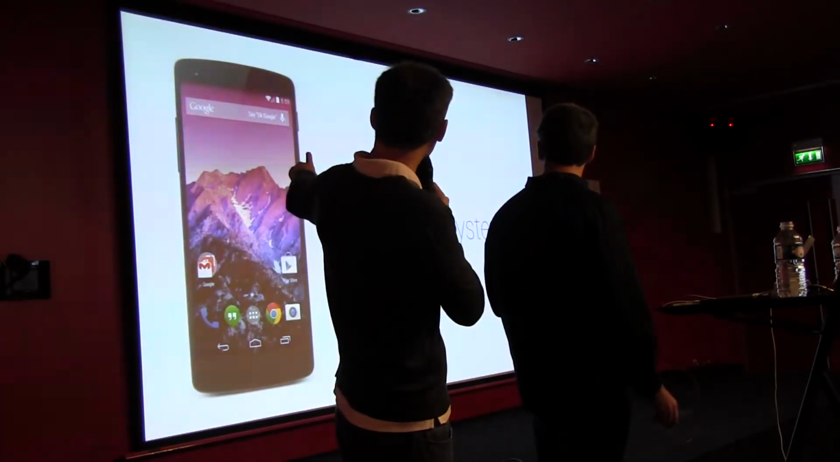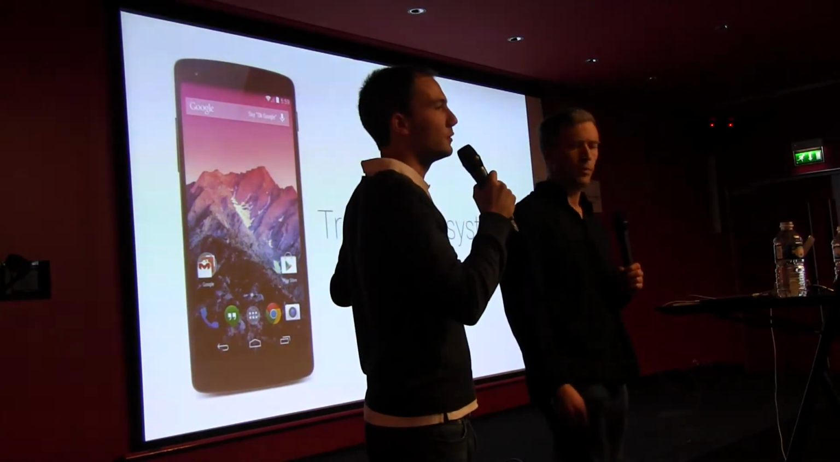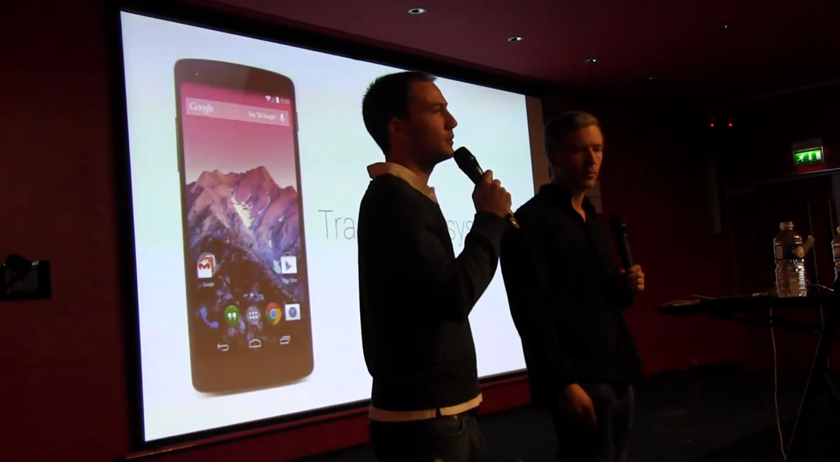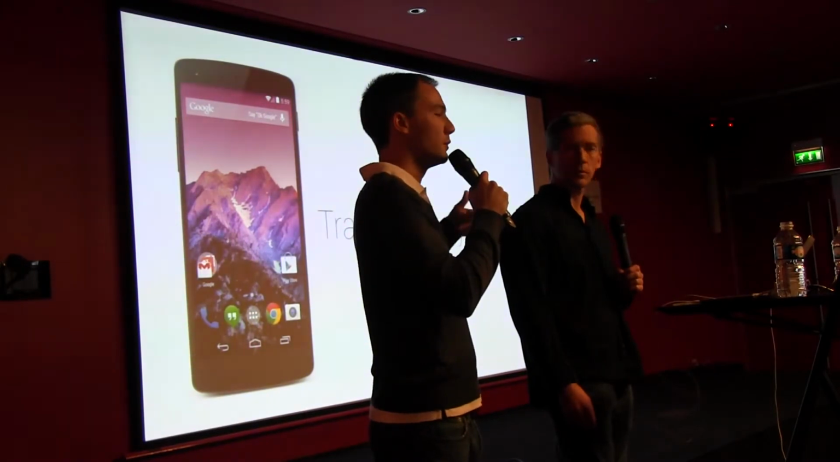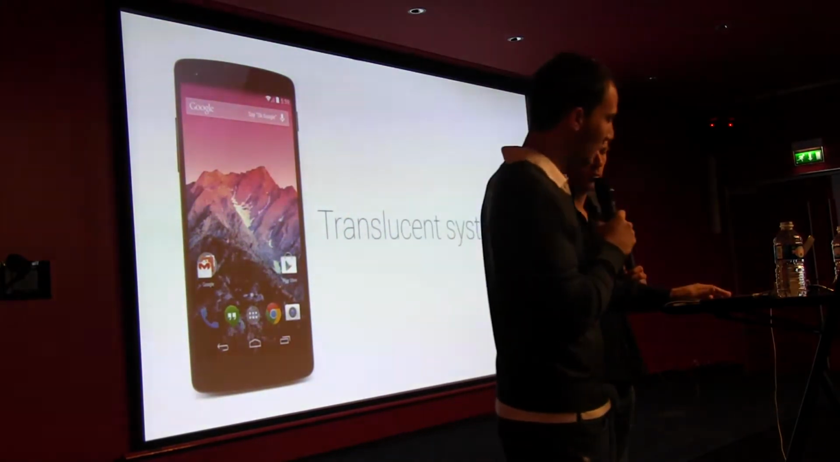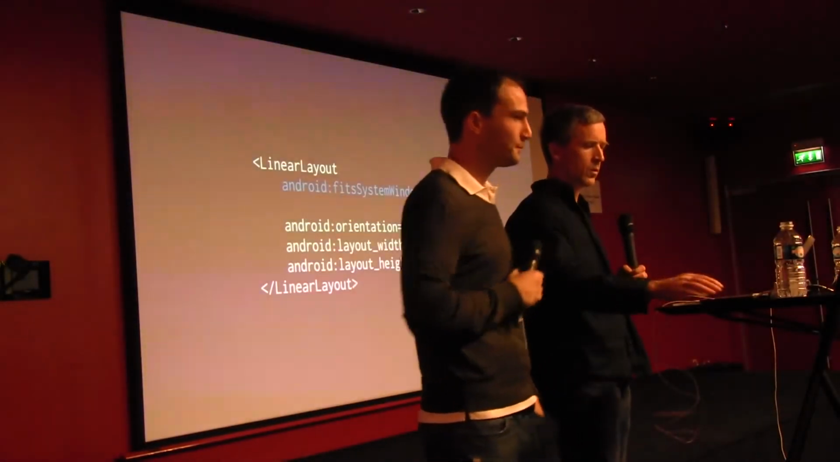But the actual content of the launcher, where we have the icons and the search bar, use fit system window to ensure that this remains visible. Now, if you go in the Google Now section of the launcher, you're going to see that Google Now itself, when you scroll, will extend, will go under the status bar, so you will have overlapping content. So it's up to you, depending on your content, you may or may not want to use that feature.